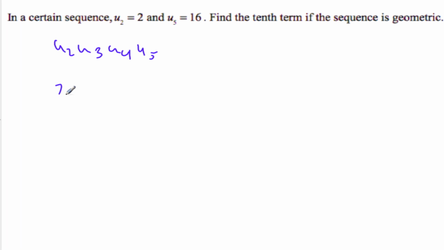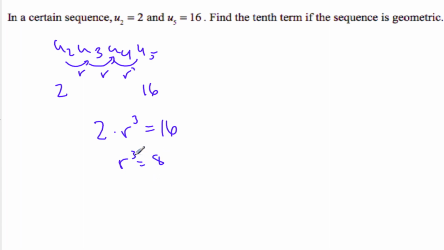Okay, and this is 2, and this is 16. And I have to take this and multiply by r one time, multiply by r a second time, and then multiply by an r a third time here. And so if I take 2 and multiply it by r 3 times, that's r cubed, I get 16. Divided by 2, so r cubed then is 8. Take the cube root, and then r is 2.